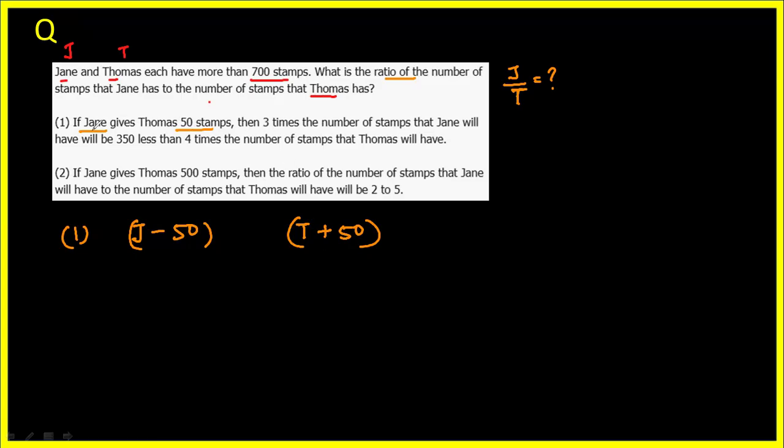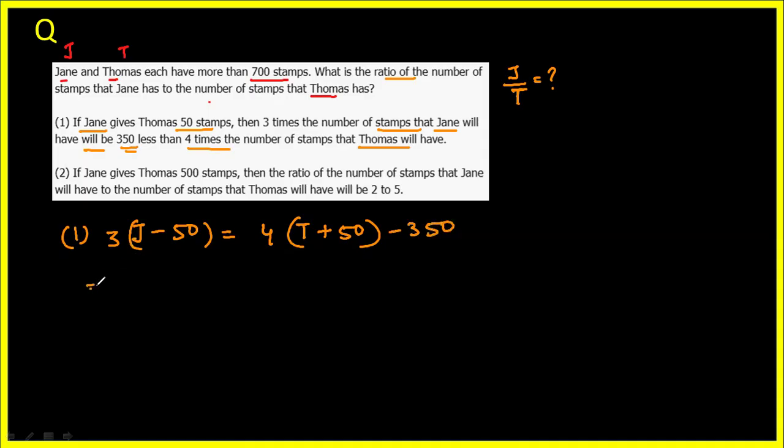It says that if Jane gives Thomas 50 stamps, then 3 times the number of stamps that Jane will have, that is 3 times (J minus 50), is equal to 350 less than 4 times the number of stamps that Thomas will have. So Thomas will have T plus 50, 4 times this value, and 350 less than this, that is 4 times (T plus 50) minus 350. They will be equal to each other.